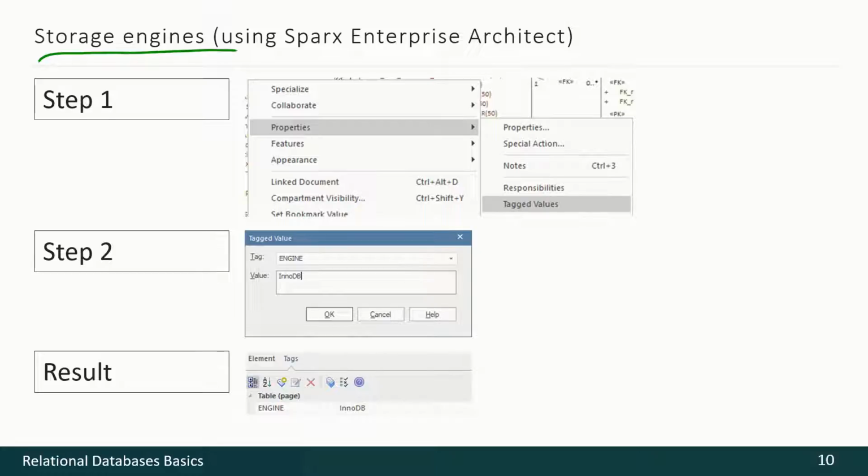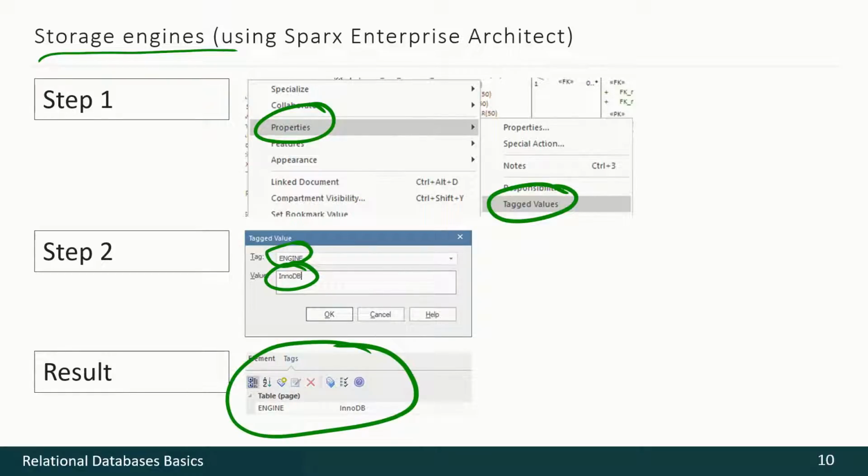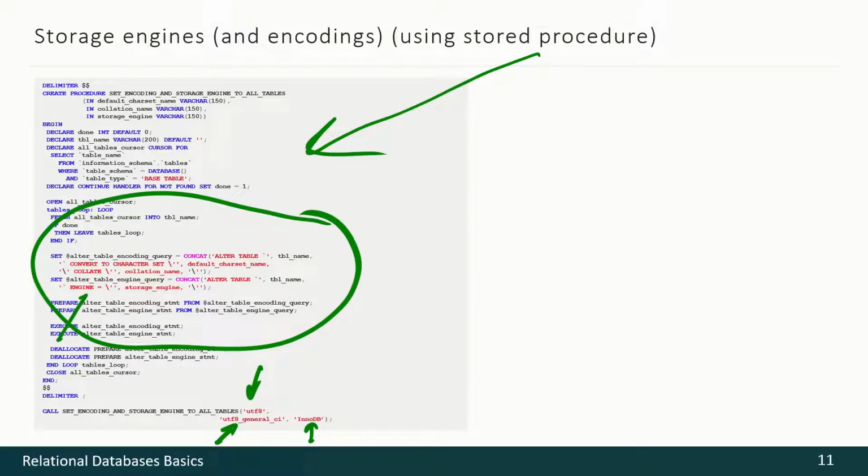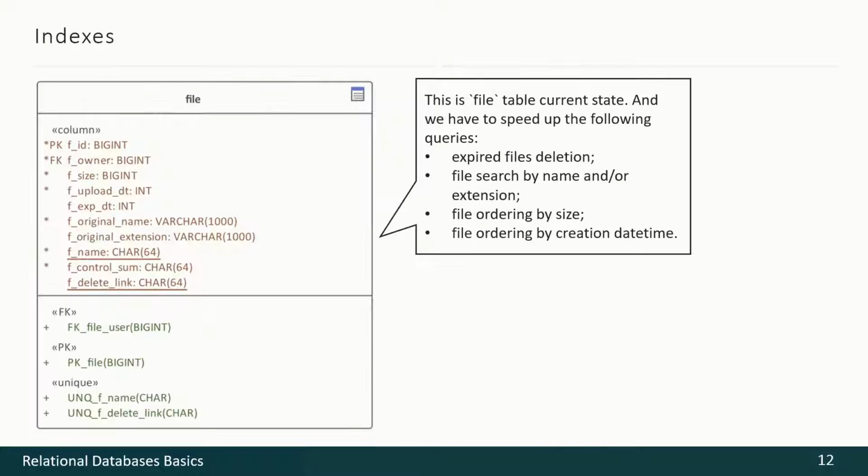Storage engine settings are similar to encoding settings. We open properties, tagged values, add information about storage engine, and here's the result. Or we may update our stored procedure and pass not only encodings but storage engine information, and then the procedure will set that storage engine for all tables in our database. We've already spoken about indexes several times, so here is just an example.